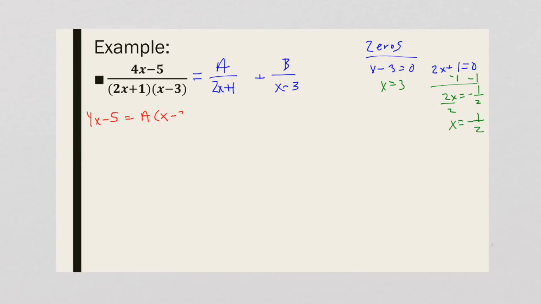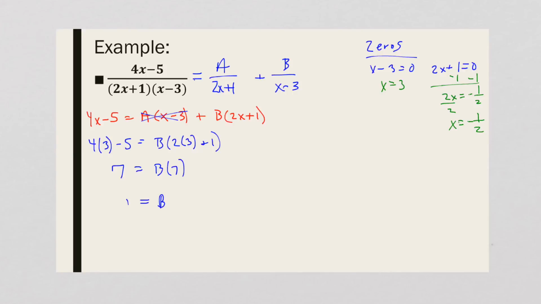A times x minus 3 plus b times 2x plus 1. Now if I plug 3 in, I know that my a part is going to go away. So I'm going to have 4 times 3 minus 5 equals b times 2 times 3 plus 1. And I can cut that part out right away if you want. Just skip that step, you can. 7 equals b times 7, so b equals 1.